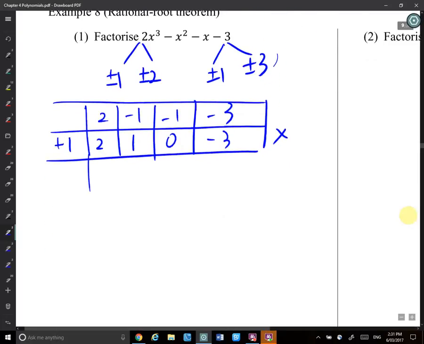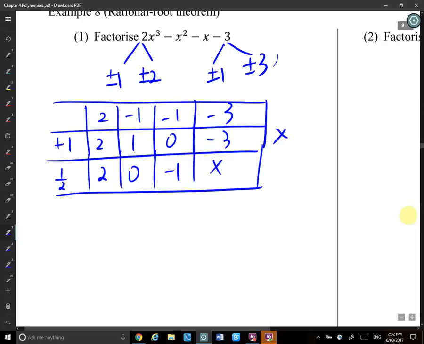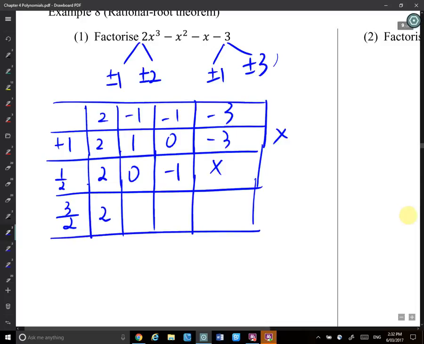So let's try a half. 1 minus 1 gives you 0. 0 times that and minus 1 is that. And minus 2 minus negative 3 is not going to work. Let's do 3 over 2. That gives you 3. 3 minus 1 gives you 2. And that gives you 3. 3 minus 1 gives you 2. That times that gives you 3. 3 minus 3 gives you 0. And that one worked.